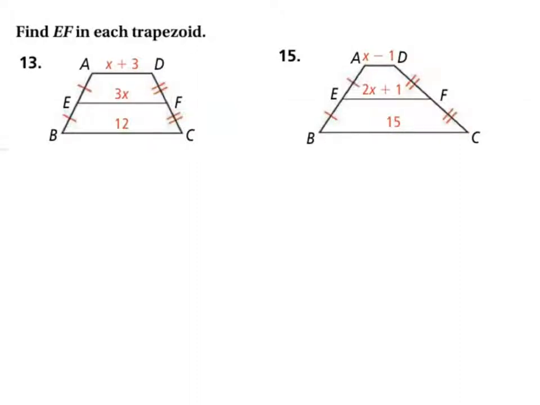Okay, so the theorem that applies here is the fact that the two bases, this base on the top and this base on the bottom, will average to be what the mid segment is. Okay, so how do you average something? You add them together and divide by 2.